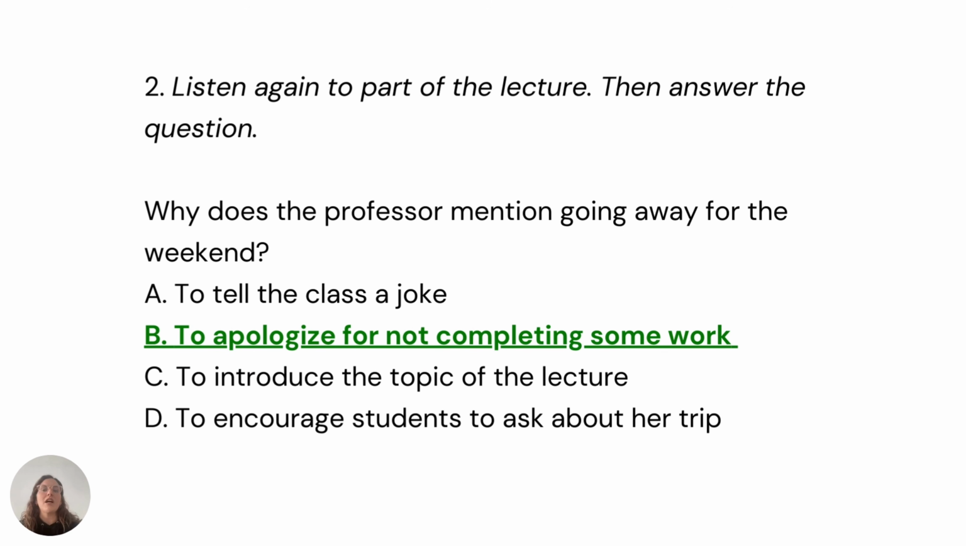Number 2 is a function question, and it is B, to apologize for not completing some work. You can hear this in her tone. This is a very casual way she's speaking to her students. She's explaining why she's not going to get their assignments back to them at the time that she had planned because her flight was delayed.